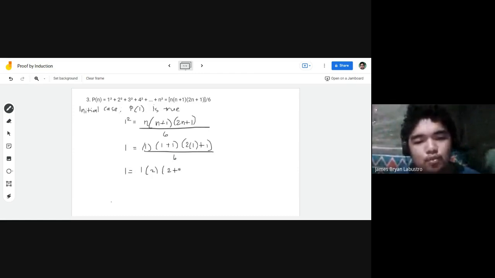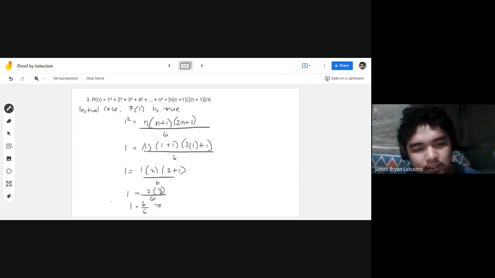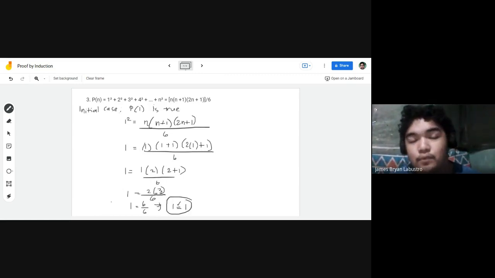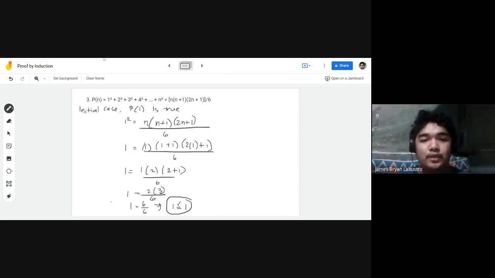Then we have 1 equal to 2 times 3 all over 6. Then 1 is equal to 6 all over 6. Therefore, we have 1 equal to 1. So this proves that 1 is equal to 1, and therefore P of 1 is true for n equal to 1.